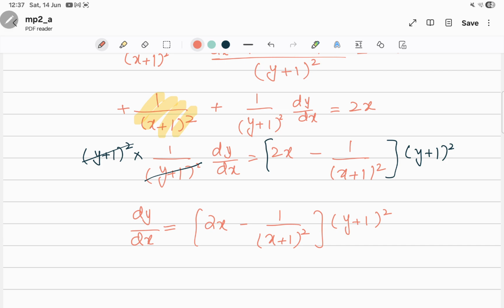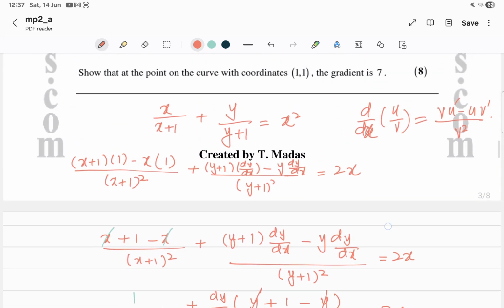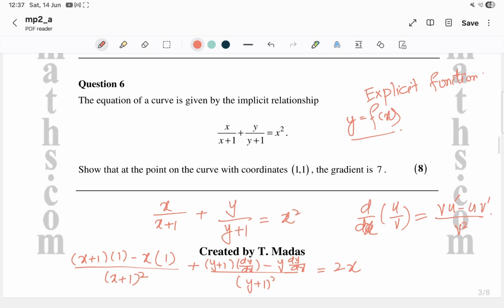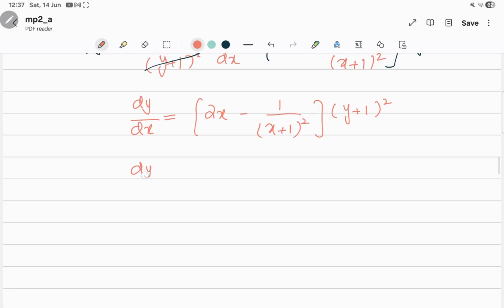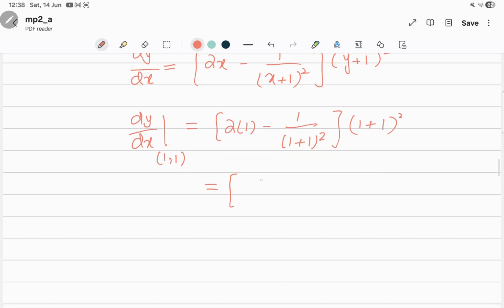Now you can see dy over dx is the subject, and if we check the question again, we need to show that at the point on the curve with coordinates 1, 1 the gradient is 7. So we can put the values of x and y, which are 1 and 1, to get the gradient. The gradient is the first derivative, so we replace x with 1 and y with 1 in this function. Then we just need to simplify this to show that it is 7.